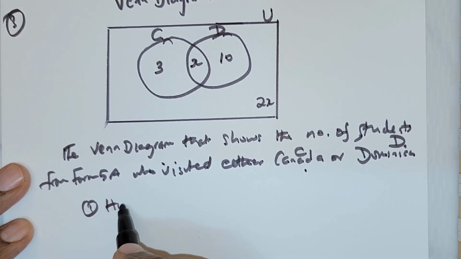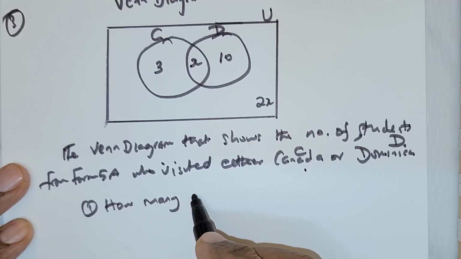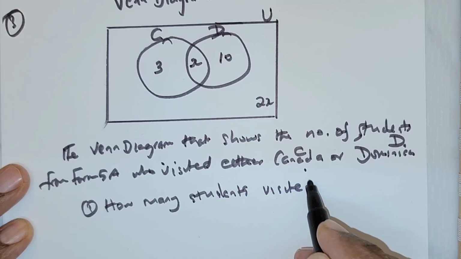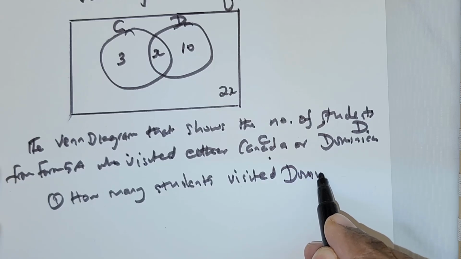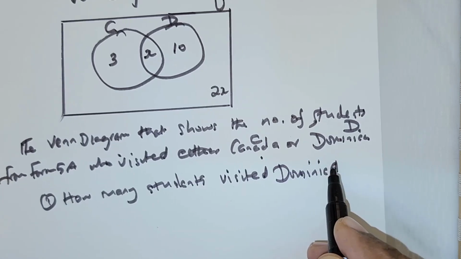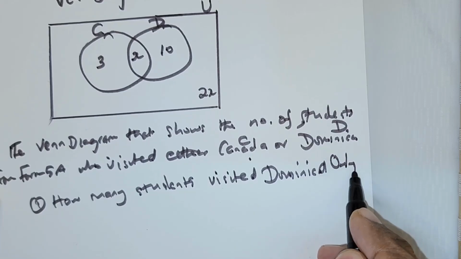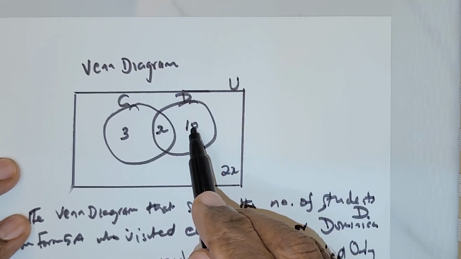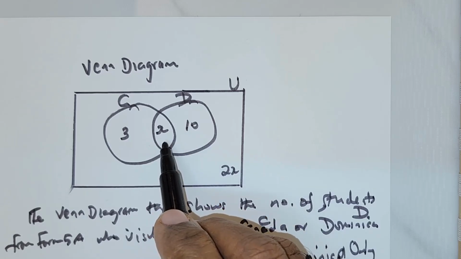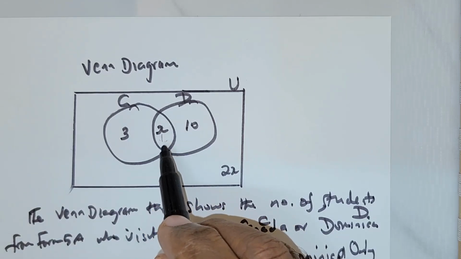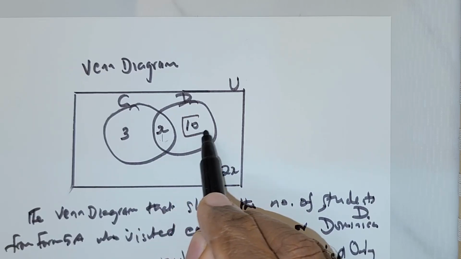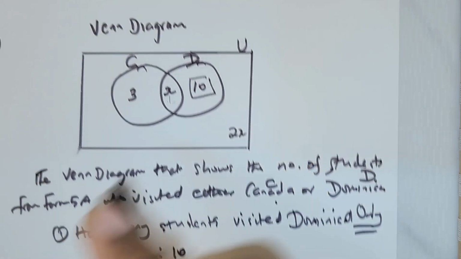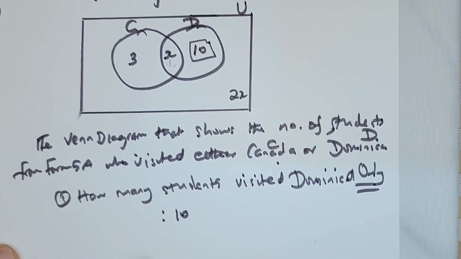Now the first question is asking us how many students visited Dominica alone, or it is written as only. Okay, so the answer is you go over here and look for the number which is not present in the intersection. Okay, this is the intersection region, and outside this is the value. So this would be 10. That is the solution. Exclusively they have visited only Dominica.